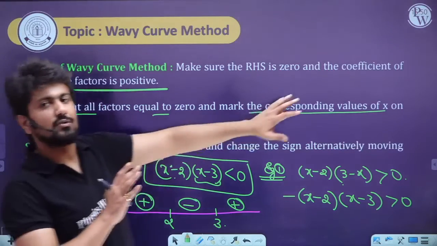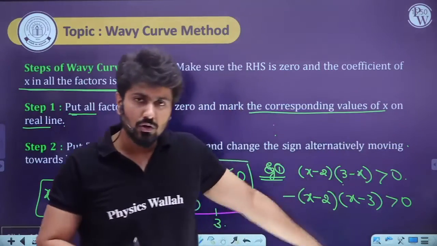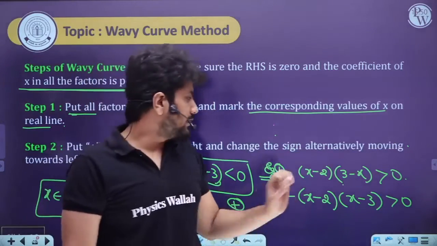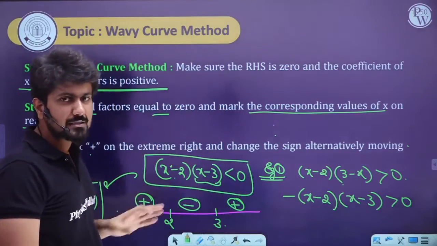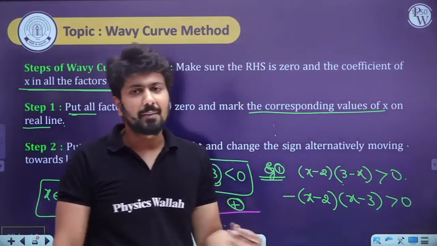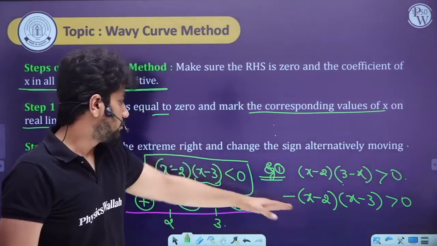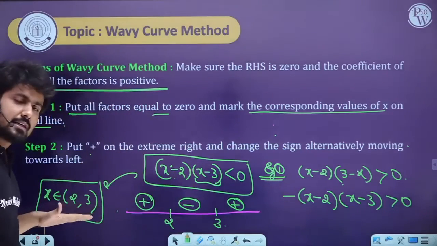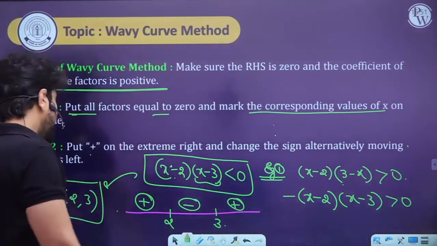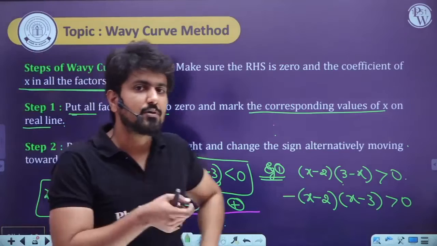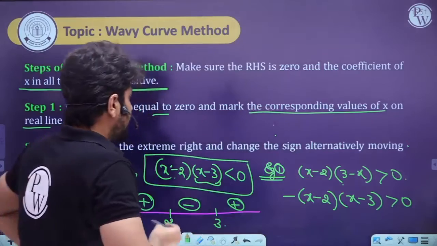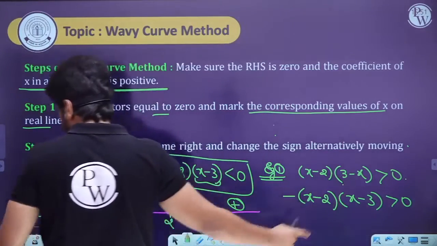I hope you understood the steps. First of all, make 0 on one of the sides. In each of the factors, make the coefficient of x positive. How do we do that? Very easy, with a little bit of mathematical manipulation. Then mark the critical points. On the extreme right, we can simply put positive if the coefficient of x is positive in each of the factors. Now let me take this question again, x minus 2 into 3 minus x.